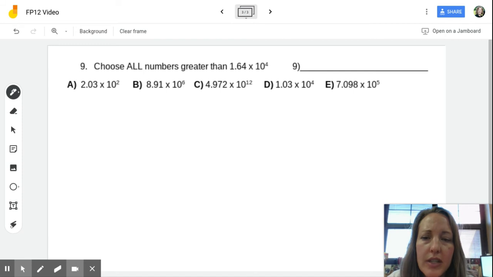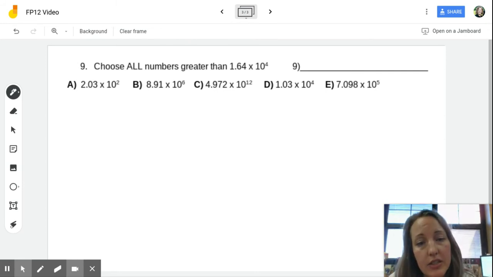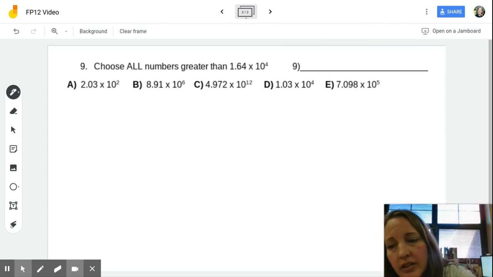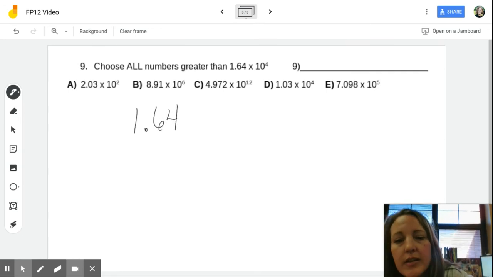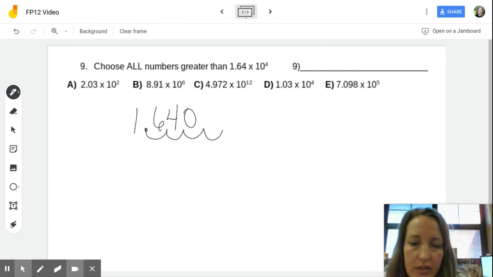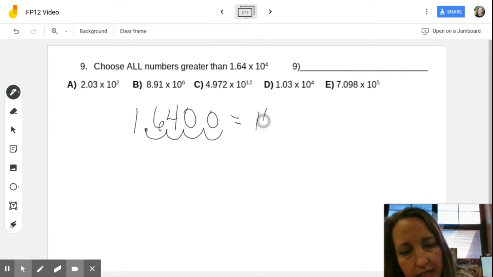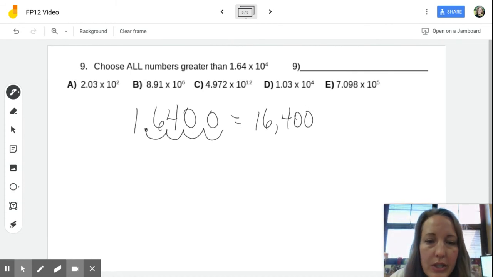It says choose all numbers greater than 16,400 times 10 to the 4th. One strategy is to just work this out into standard form from scientific notation. So let's take 16,400 times 10 to the 4th. 1, 2, 3, 4. That's how we make that into standard notation instead of scientific notation. So that's equal to 16,400. So we're trying to find all the numbers that are bigger than that.